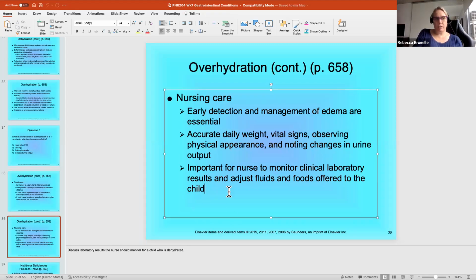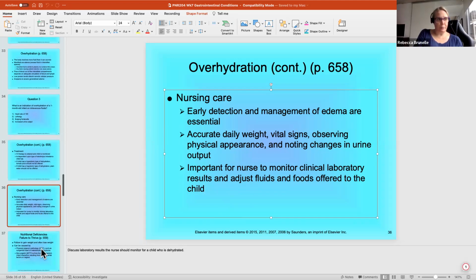With overhydration, like I said, there's going to be fluid overload. They're going to be at risk for edema. You're going to be monitoring their weights closely. They can end up with cerebral edema, so you also have to monitor their neurostatus.